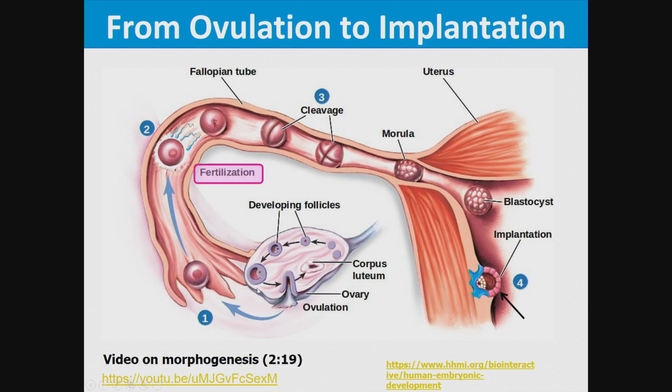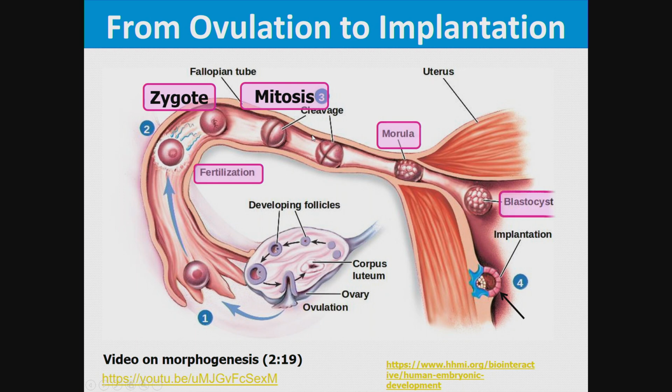Right after ovulation, remember within 24 hours, the egg is fertilized to become a zygote. Then we have cleavage or cell division, which is mitosis, to form a morula, and then later a blastocyst. While it is a blastocyst, it implants in the endometrium with help from the chorion.